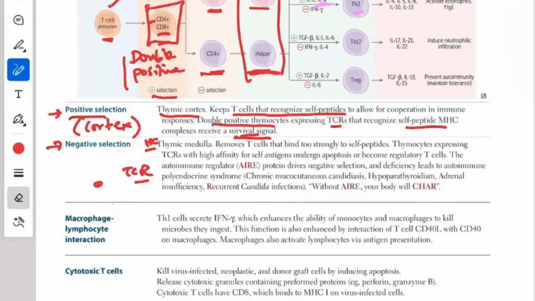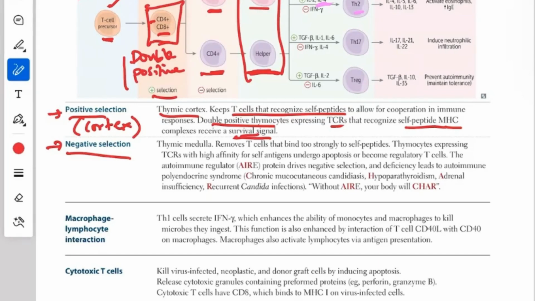But for now, I'm just saying that the double positive thymocytes or T cells that come in, their T cell receptor is being evaluated to see if it works. And the ones that can recognize self-peptide MHC complexes will receive a survival signal. So those ones will go down into the medulla, right? So now this is in the medulla. The cells that have reached the medulla are the cells that received the positive survival signal in the cortex of the thymus. So those are the ones whose T cell receptor is functioning.